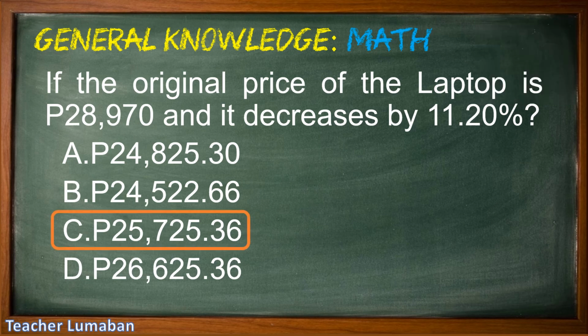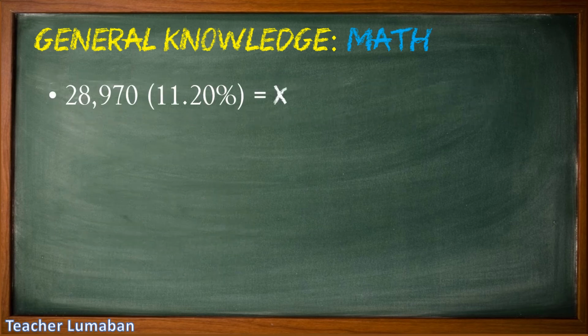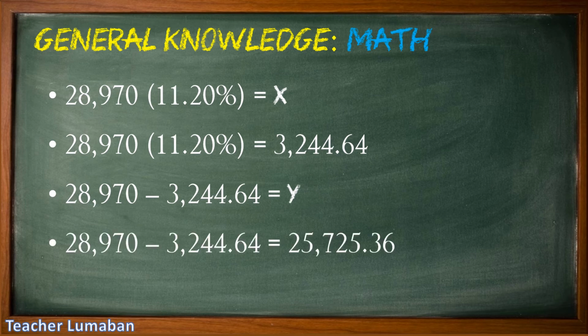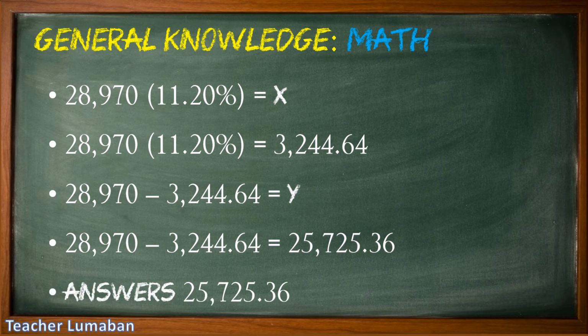The correct answer is letter C, 25,725.36 pesos. 28,970 multiplied by 11.2% equals X. 28,970 multiplied by 11.2% equals 3,244.64. 28,970 minus 3,244.64 equals Y. 28,970 minus 3,244.64 equals 25,725.36. Answer: 25,725.36.